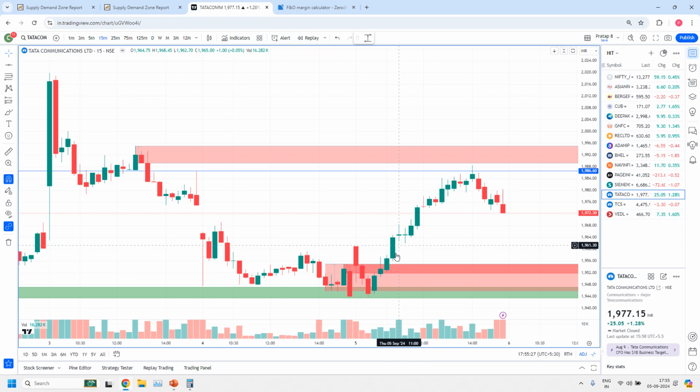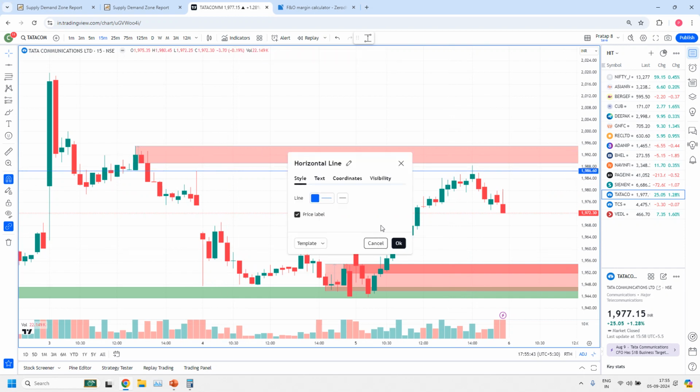Until then, you've seen there is no violation of these zones. Somewhere at the blue color line you would have exited, near that, a little above or a little below. It's up to you. So let us see how much profit we would have got because of this.